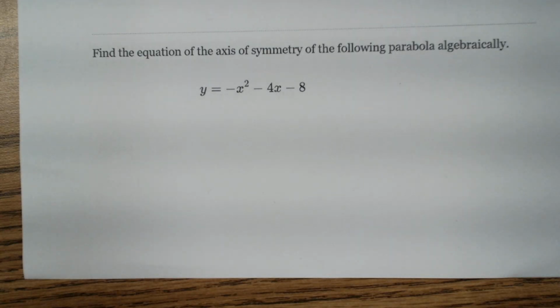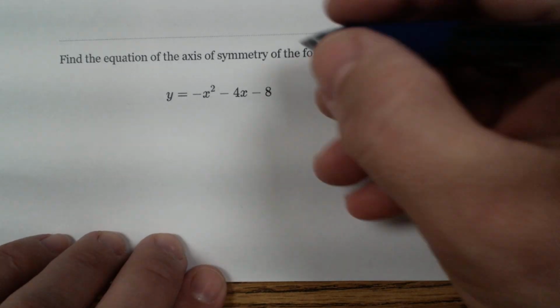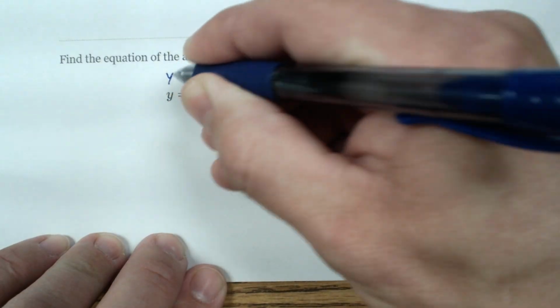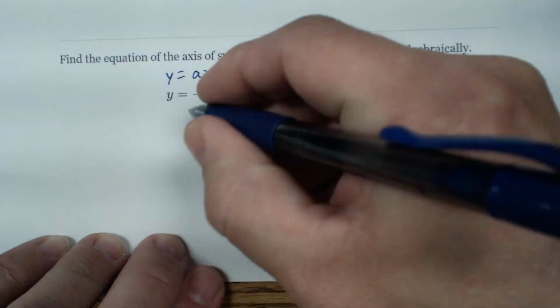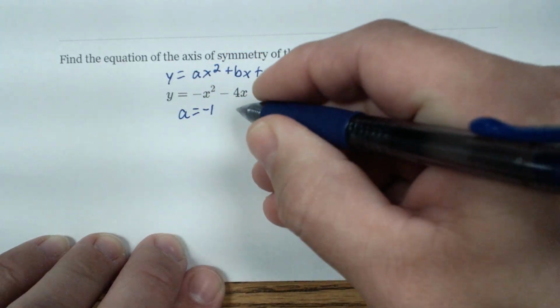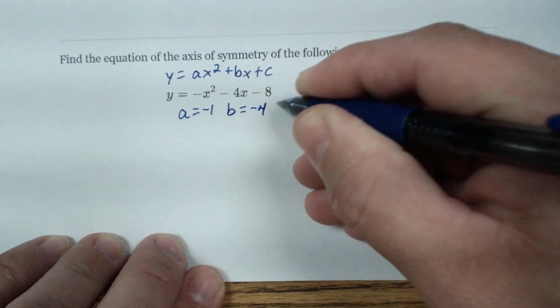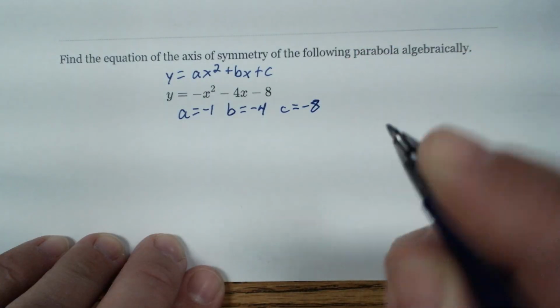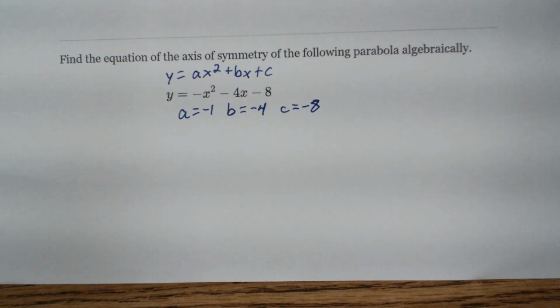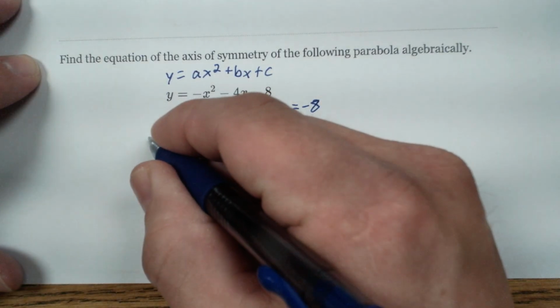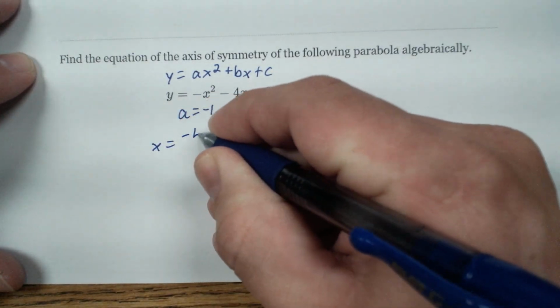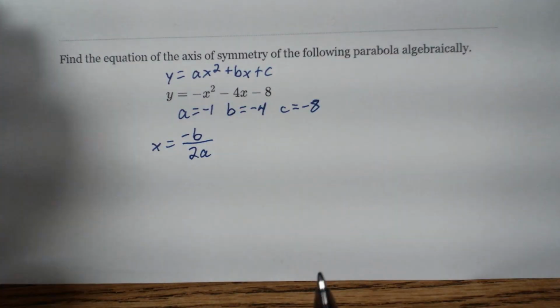Next up, we have calculating our axis of symmetry from a function. What you would need to know for that is that it is in standard form, meaning y equals ax squared plus bx plus c. And so here a is negative 1, b is negative 4, c is negative 8, as far as what numbers those values are. Next, you would need to know what the axis of symmetry formula is. It is negative b divided by 2a.